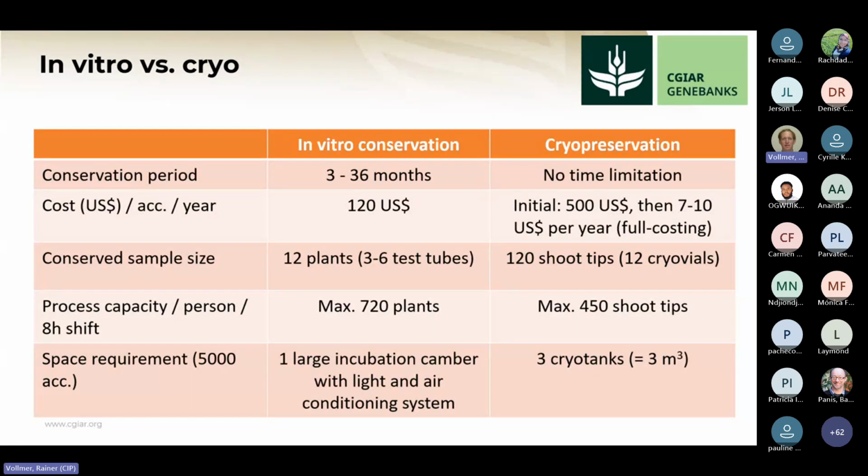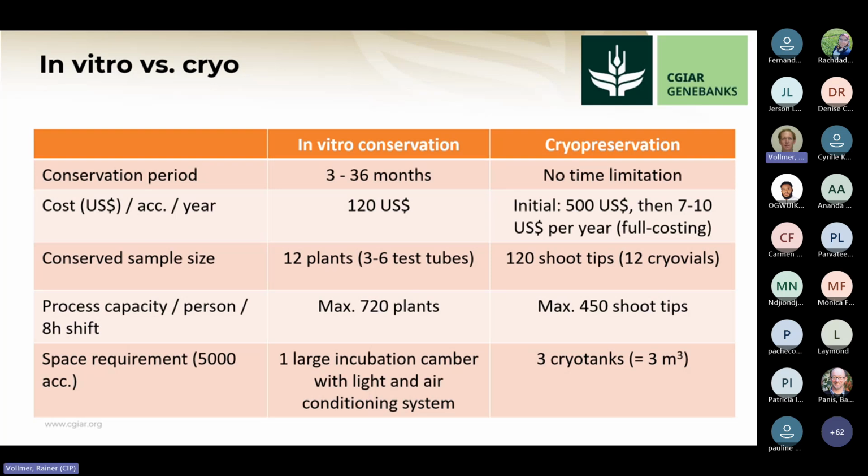And then here we have a comparison of in vitro conservation versus cryoconservation. The conservation period for in vitro varies, can be as short as 3 months, but through cold storage you can increase it for some crops to up to 36 months. While for cryopreservation, there's no time limit. You can conserve it for decades to centuries.